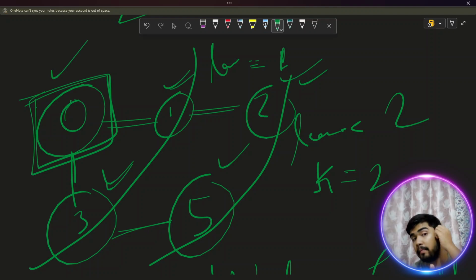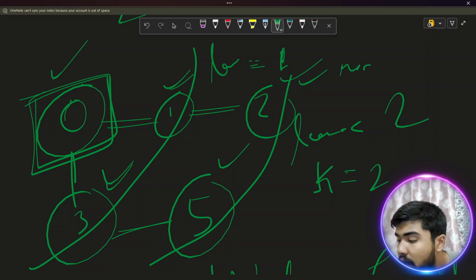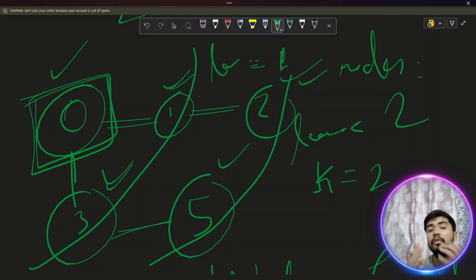In the problem they have stated itself is also a target of itself. The current node is also a target of itself. So how many nodes? For 0 as a current node, how many nodes at 2 distance apart? There are all nodes 1, 2, 3, 4, 5.